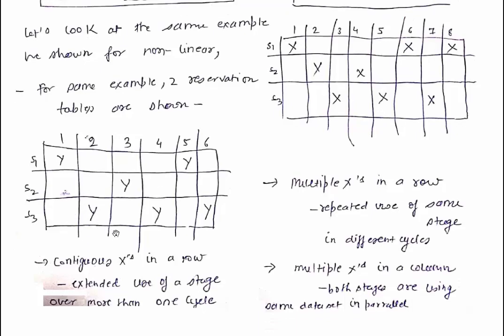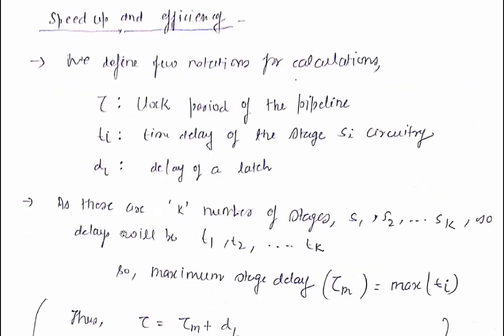So multiple X's in a row means you are going to repeat the same stage in different clock cycles. Multiple crosses in the same column mean both of the stages are using the same data sets. And if you have contiguous X's in a row, that means that particular stage is an extended stage which is going beyond that one clock cycle. Now please look at these important terms. We will get back to the reservation table and stage time diagram in our next lecture.